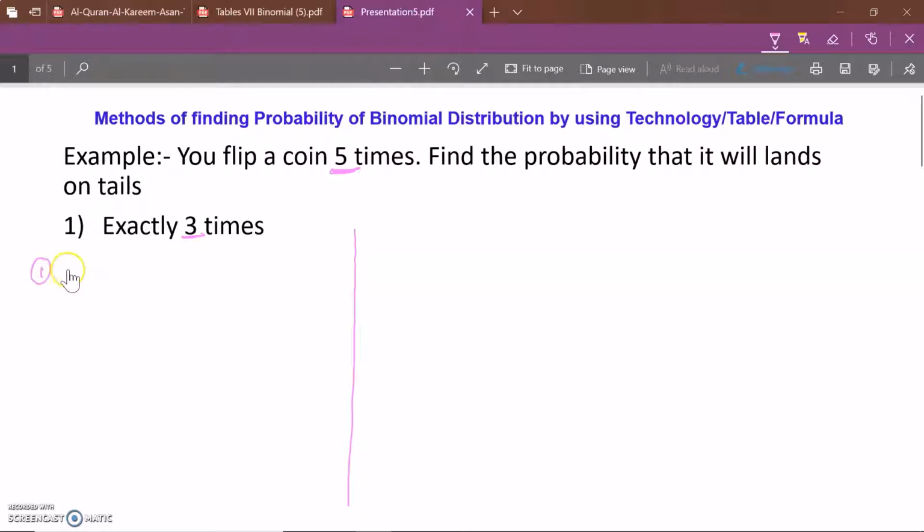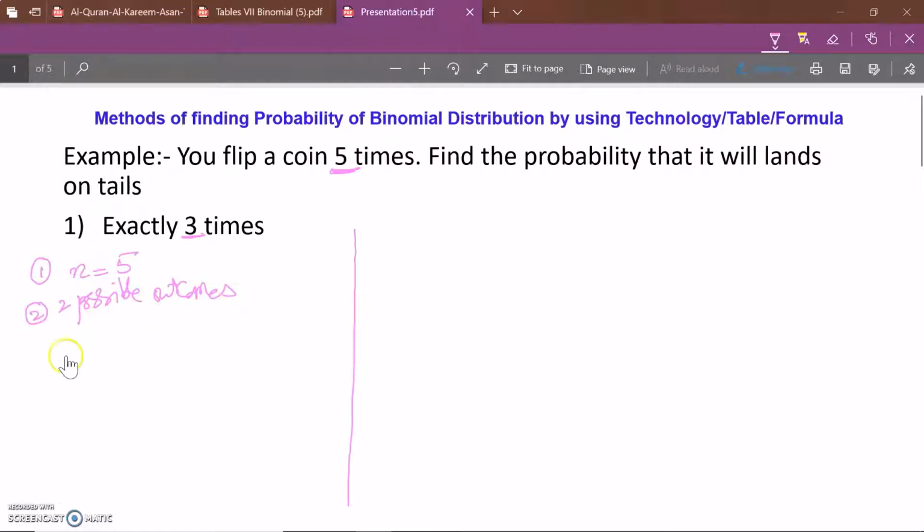Number 1, it has to have a finite number of trials. The number of trials, n, is finite. Our number of trials is 5, and 5 is finite, because we flip the coin 5 times. Number 2, there are only 2 possible outcomes. You can see very easily: either the coin lands on tails or it doesn't land on tails, which means it lands on heads.